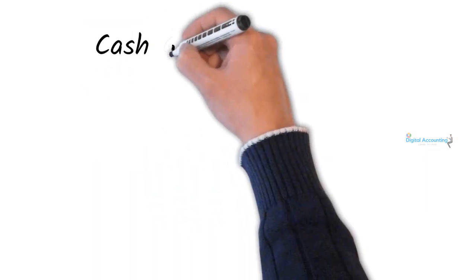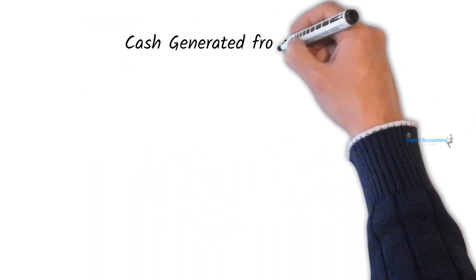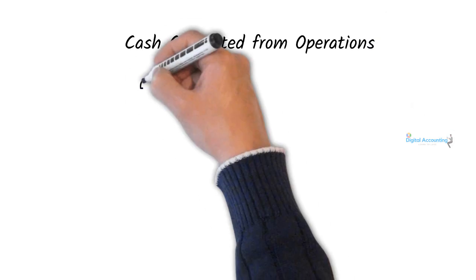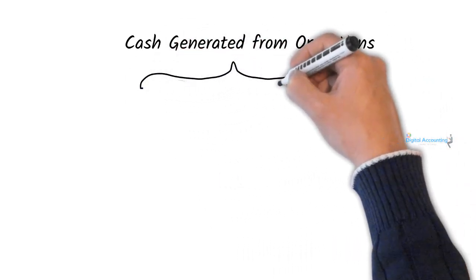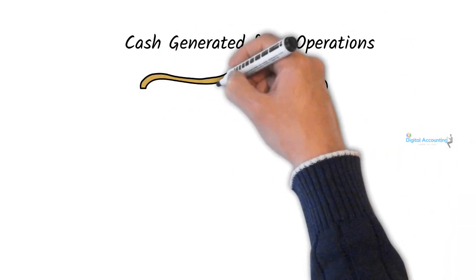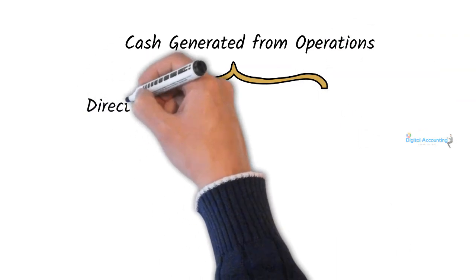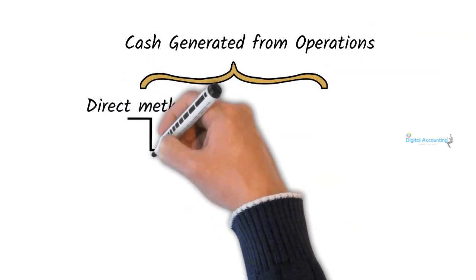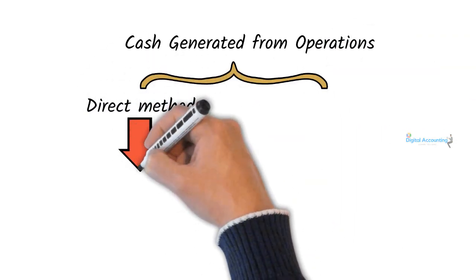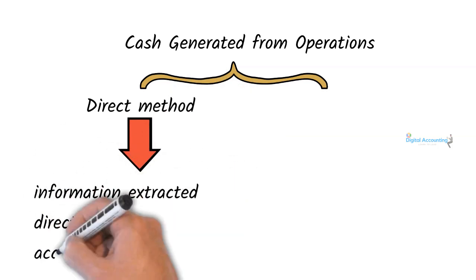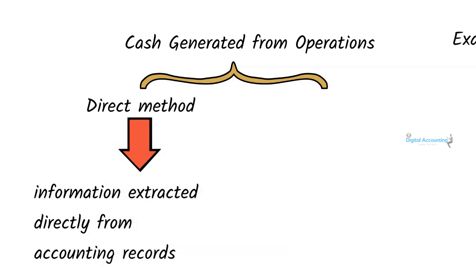So for cash generated from operations, there are two methods of presenting cash flows from operations. You need to understand both methods of presentation and be able to apply either method in the examination if required. The direct method provides more detailed information and is based upon cash flow information extracted directly from the accounting records.